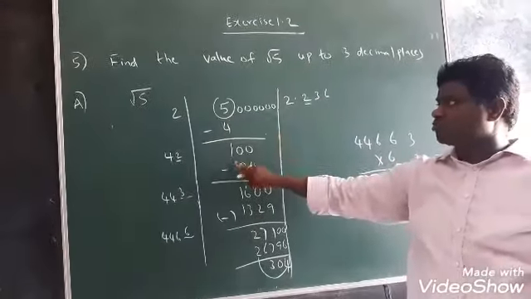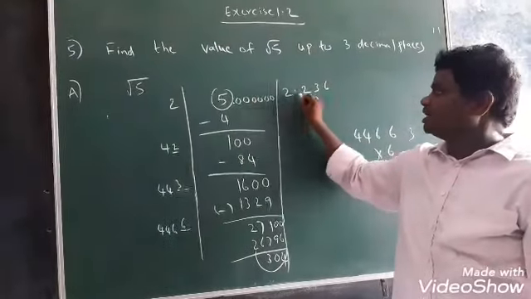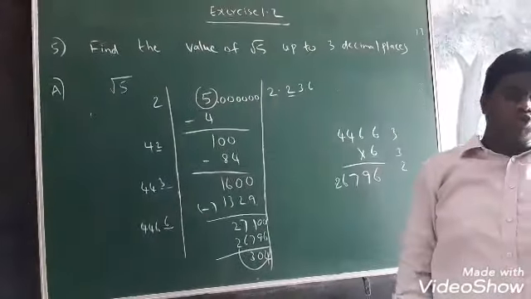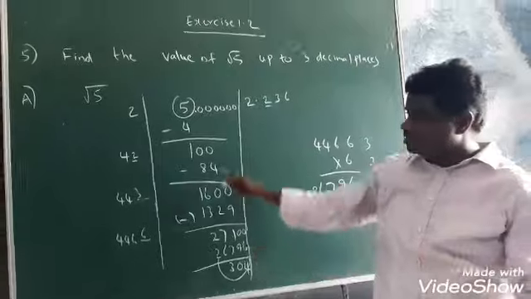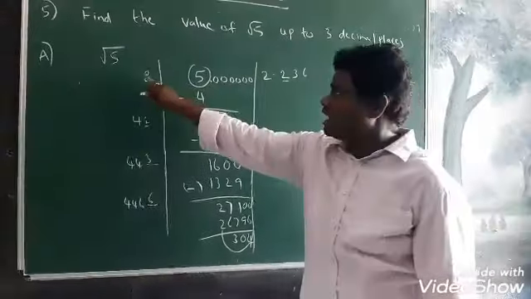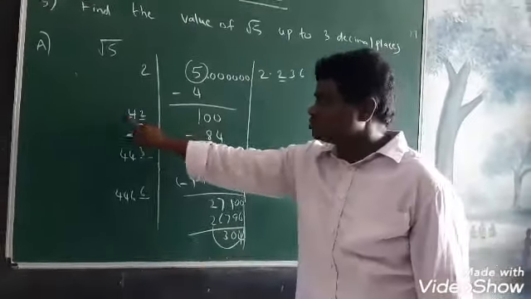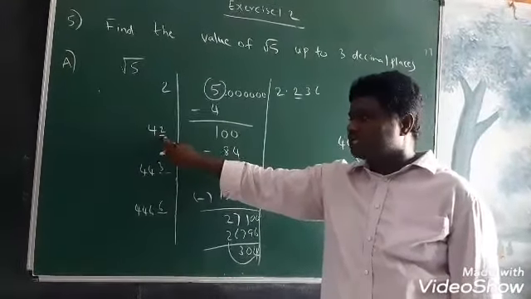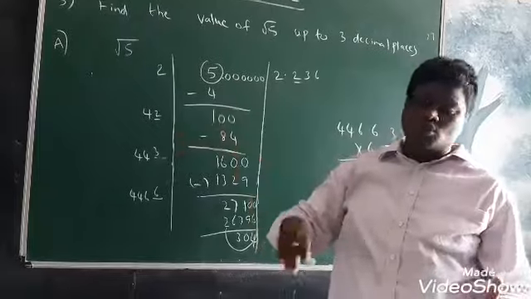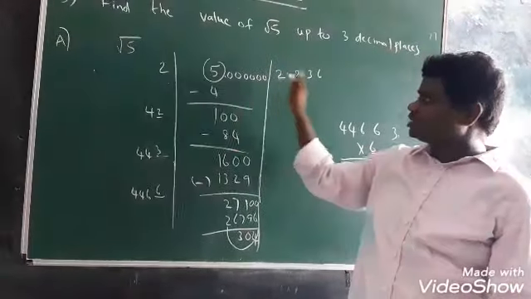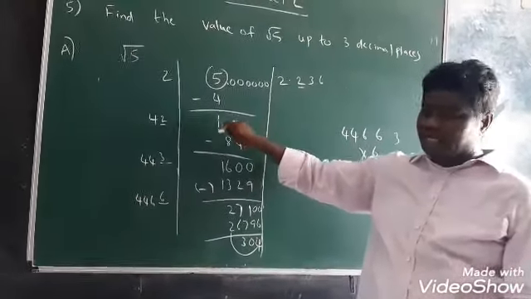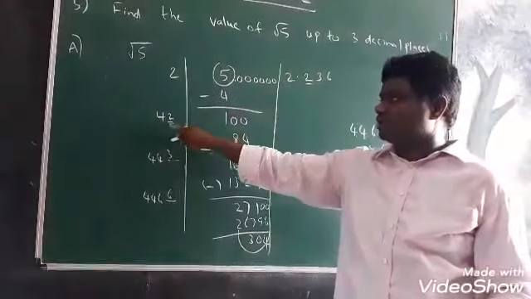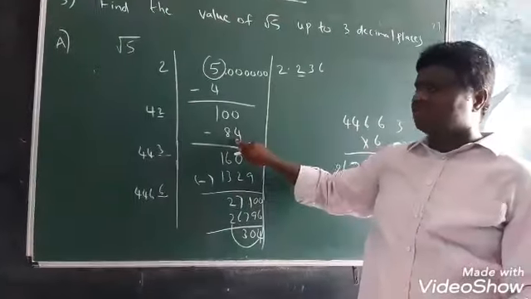That is 5 minus 4, 1. Keep the decimal point here and bring down 2 zeros. In this you have to bring down 2 zeros anyway. Next you have to add 2 plus 2, which is 4. After that we have to keep a digit from 0 to 9 and multiply with it to get close to 100. If you keep 2, 42 into 2 becomes 84.